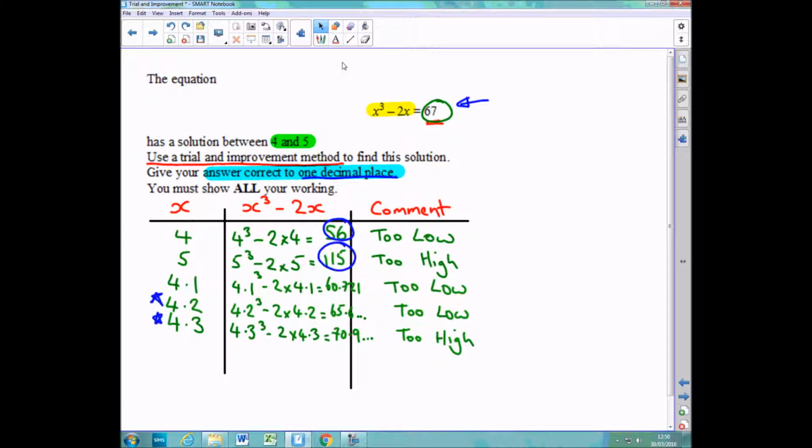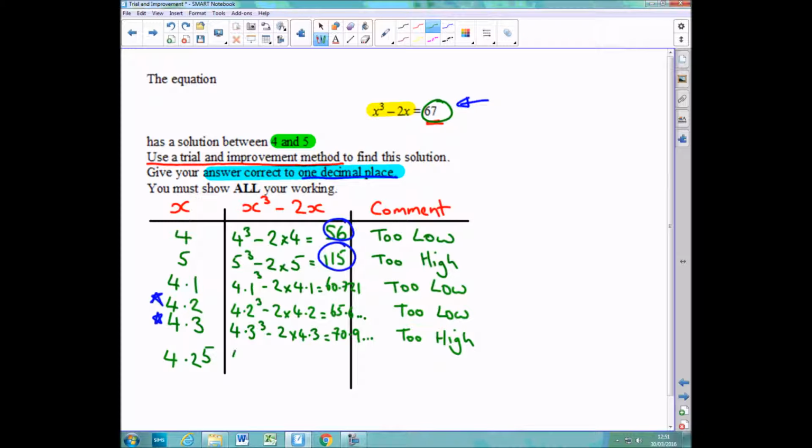Now I could just pick 4.2 as it is the closest answer. Okay, so this is only about 1.4 away. But for the trial and improvement method, I need to do one extra line here. My extra line is going to be a deciding line, and it is worth 1 mark in your exam, and that is doing the number in between 4.2 and 4.3, which is 4.25.